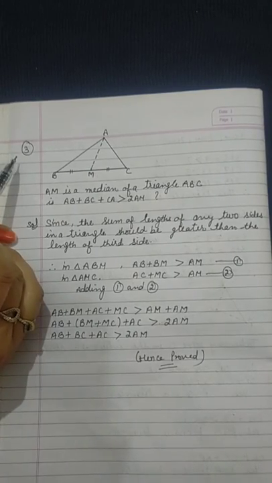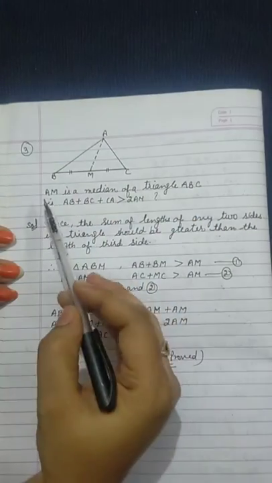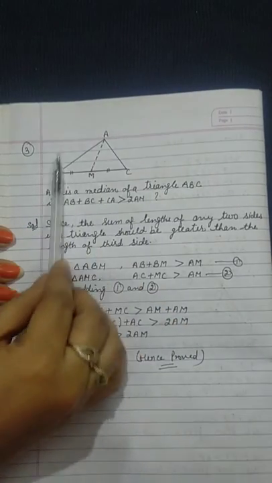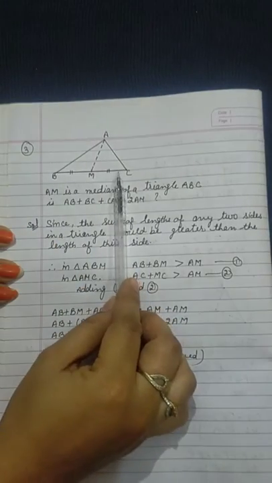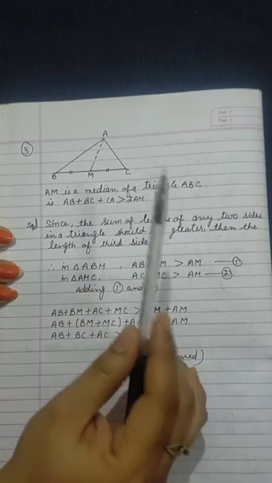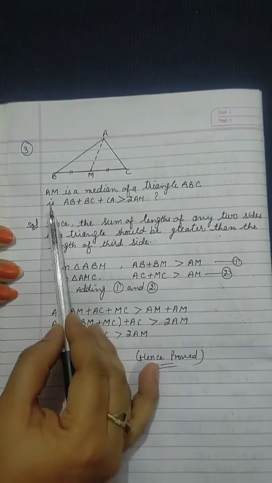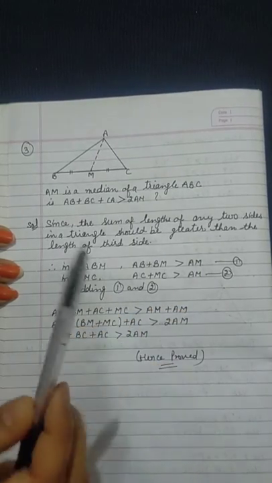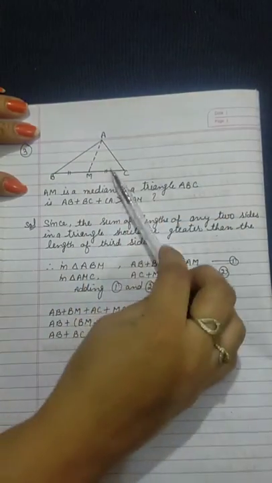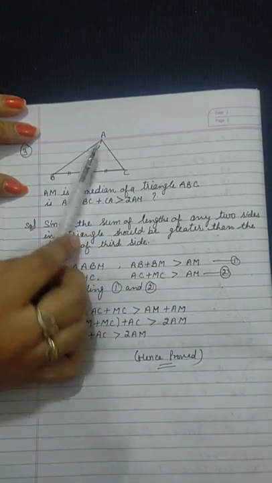Question number 3. Here this diagram is given to us, and see what is asked here. AM is a median, means this one is the median of this triangle on the side BC and is going to divide BC into two equal parts, means BM equals MC. Here AM is the median of triangle ABC. Show that AB plus BC plus CA, all these three sides, is greater than 2AM.